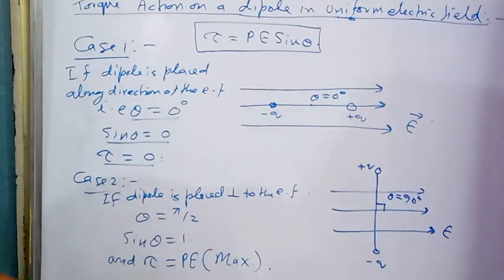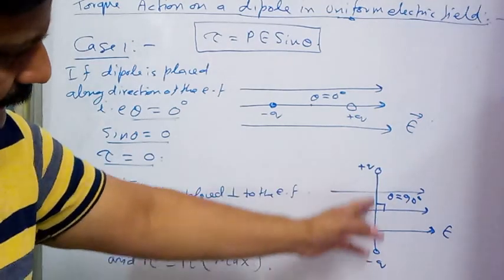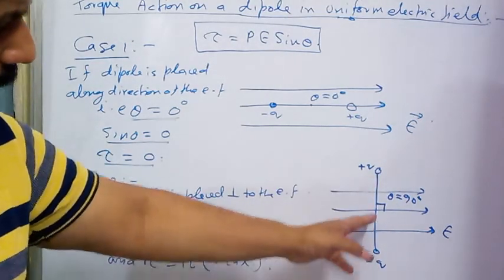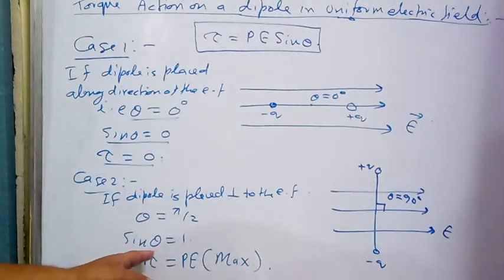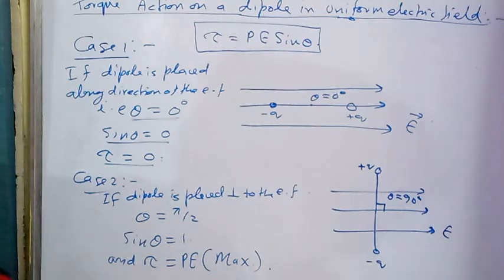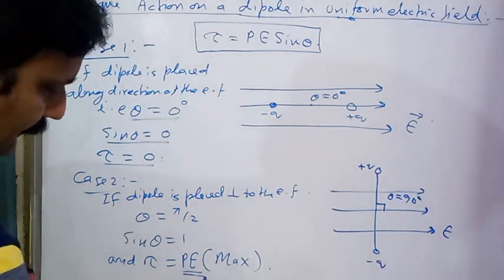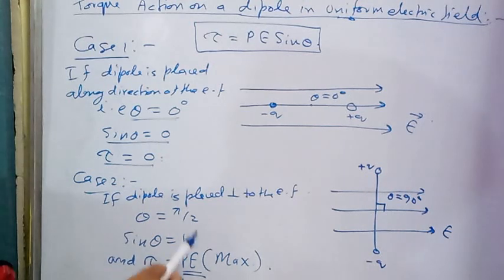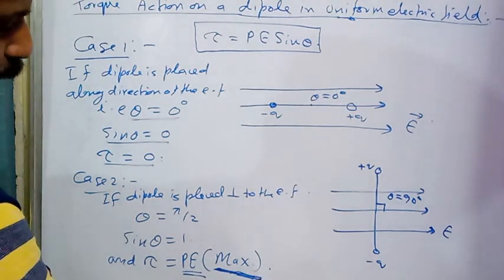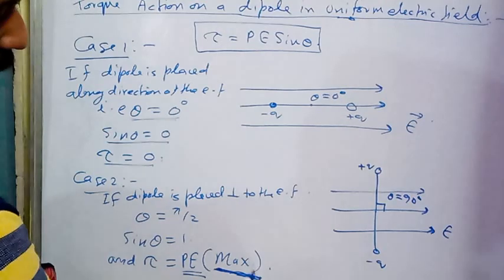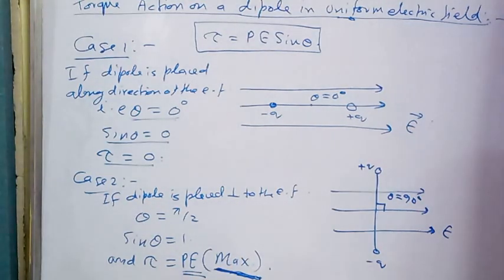But if the dipole is placed perpendicular to the direction of electric field, in that condition theta is 90 degree and we know that the value of sin theta is 1 and torque acting on the dipole is P into E. In this condition the torque is going to be maximum, meaning the electric field tries to rotate the dipole with maximum torque.